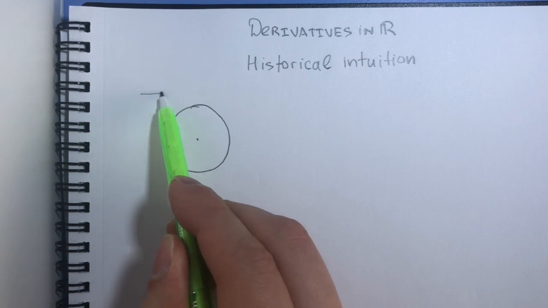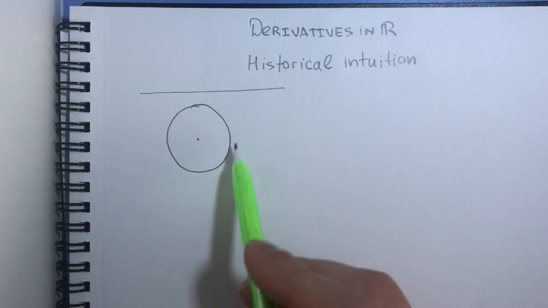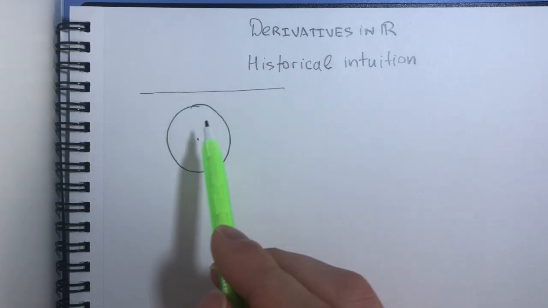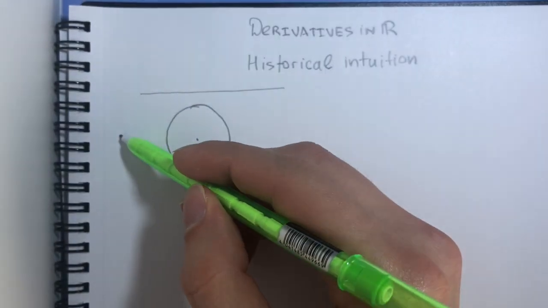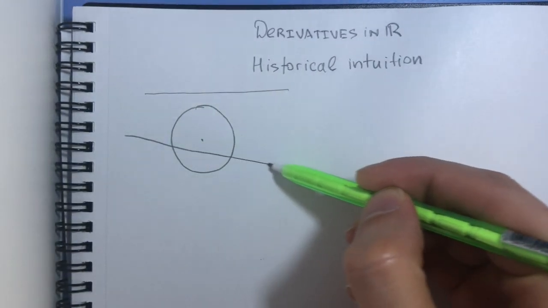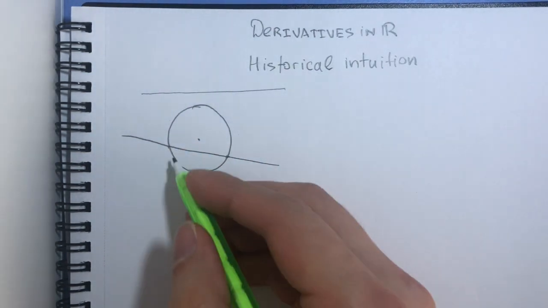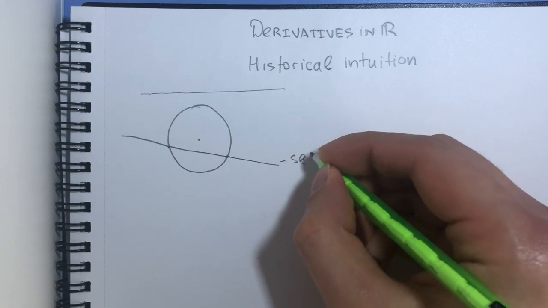Well, one of the boring cases is when the line does not have any common points with the circle. It doesn't cross the circle, right? If we move our line downwards, we may arrive at this case. This line has two intersection points. This line is called a secant line.